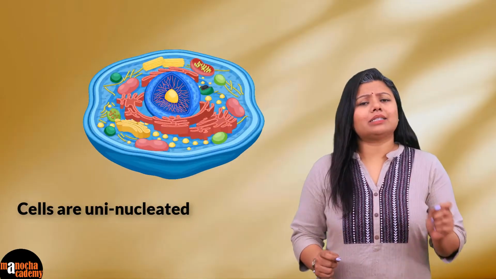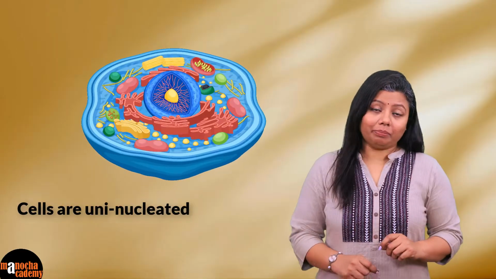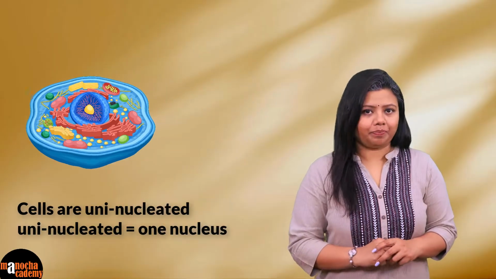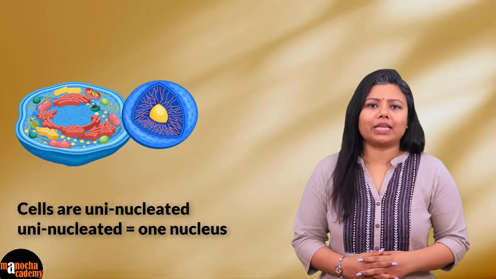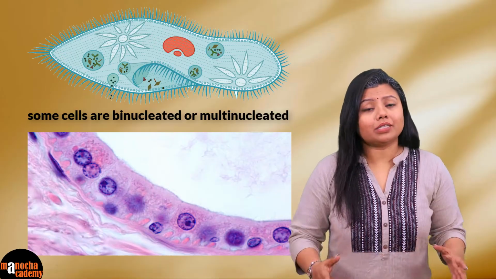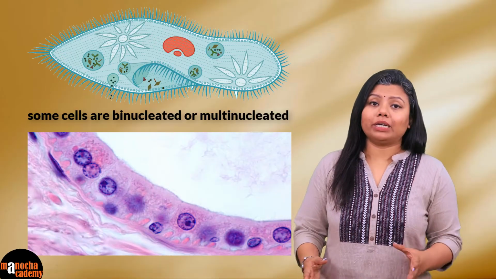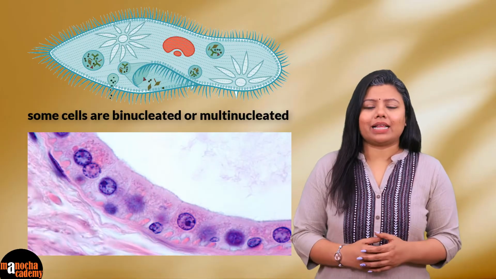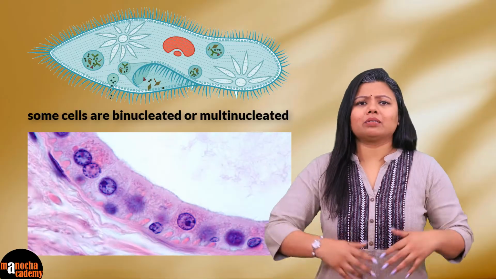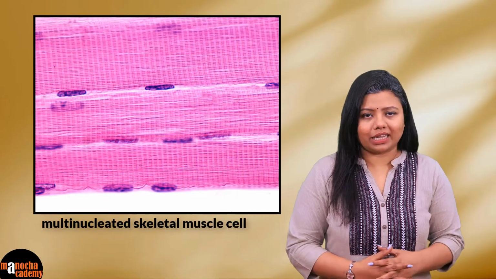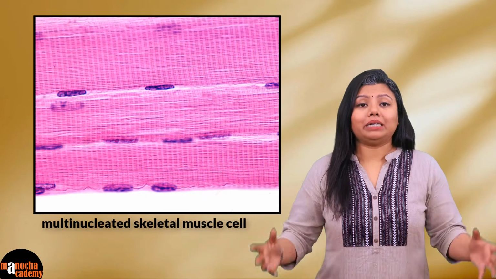Commonly, cells are uninucleated, meaning they contain one nucleus in them. Most of the plant and the animal cells are uninucleated. However, there are some cells which are binucleated or multinucleated. Binucleated cells contain two nuclei, whereas multinucleated cells, for example, the skeletal muscle cells in human beings, contain multiple nuclei.